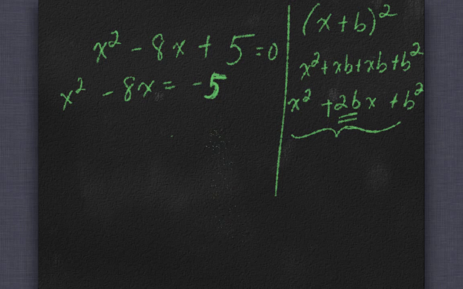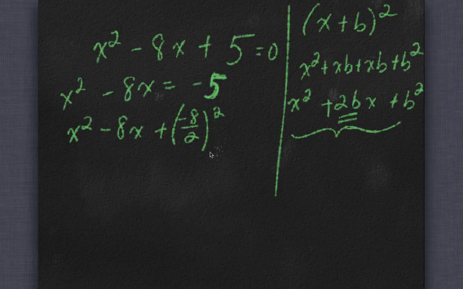It's not actually the first thing I do, but technically for the algorithm and to keep things kind of clean, you should do it first. So I moved over the 5. Now I'm going to take half of that, negative 8, and square it. So now I've made something that looks like this.